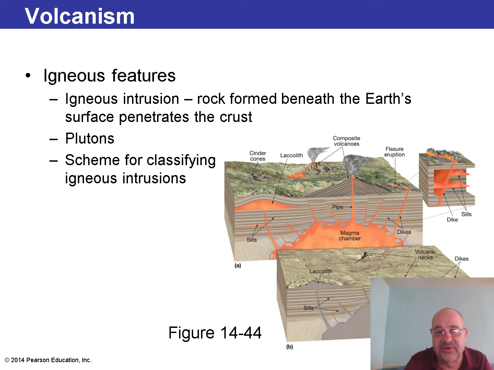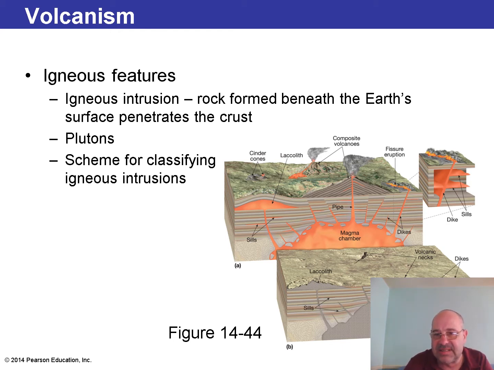All right, igneous features. And these are intrusions, not extrusions. So igneous intrusions, rocks form beneath the Earth's surface, penetrate the crust. And these are called plutons, schemes for classifying. So here we go. Here's my big magma chamber. And when it solidifies or dries up, it's called a batholith. Okay.